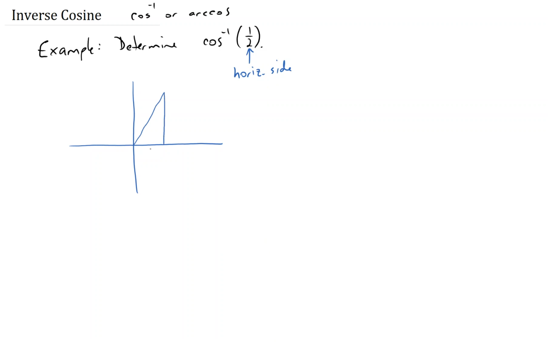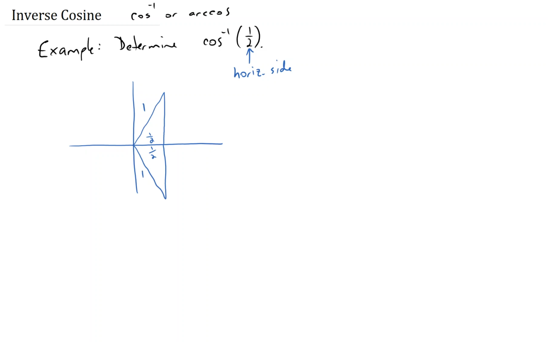Determine cosine inverse of 1/2. Okay, so we know that this is a ratio corresponding to the cosine function. In other words, this is the horizontal side of the reference triangle. And so we're trying to figure out what angle has the horizontal side of +1/2. So a horizontal side of +1/2 means we could have a reference triangle in the first quadrant where the horizontal side is 1/2 and the hypotenuse is 1. But also you could have the same reference triangle in the fourth quadrant because its horizontal side is 1/2 with a hypotenuse of 1 as well.